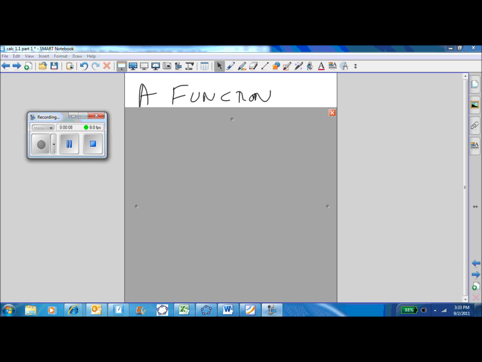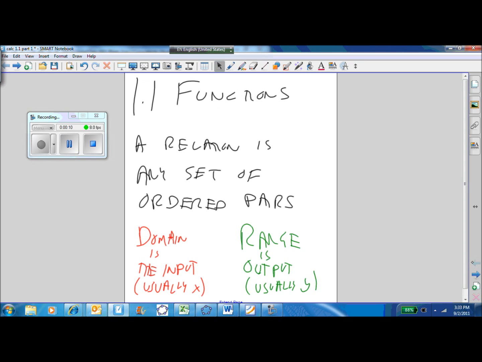Now, first we want to talk about relations. Functions are a kind of relation. A relation is any set of ordered pairs. Anytime you do a mapping or set of ordered pairs like points and coordinates and so forth, that's a relation.